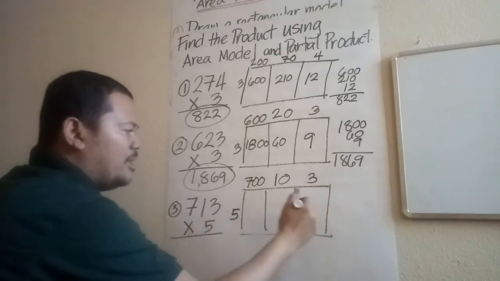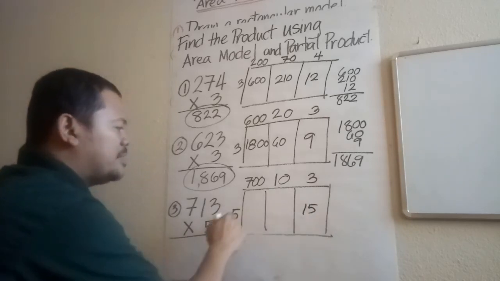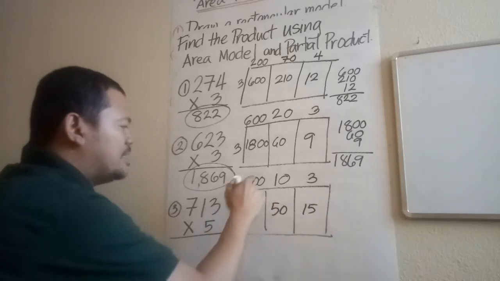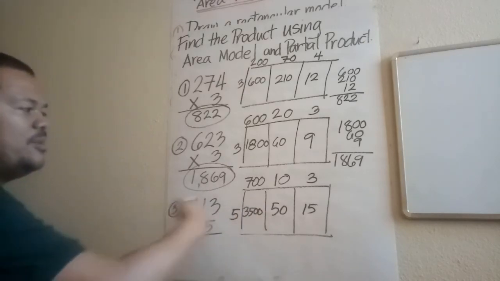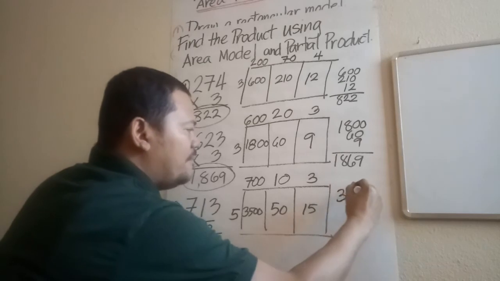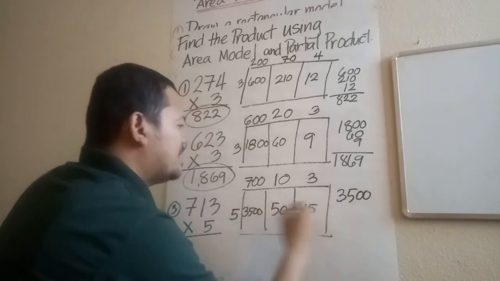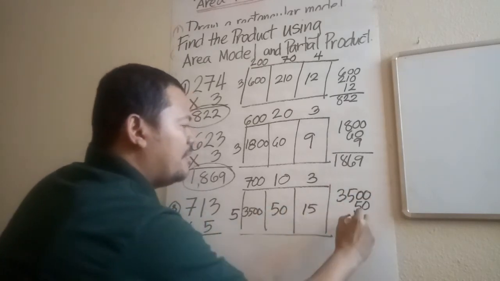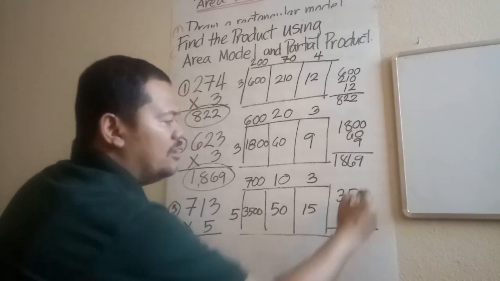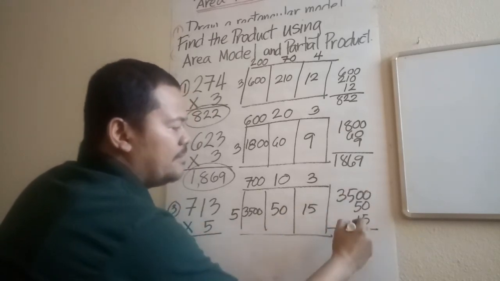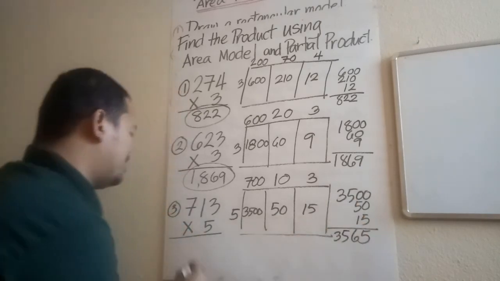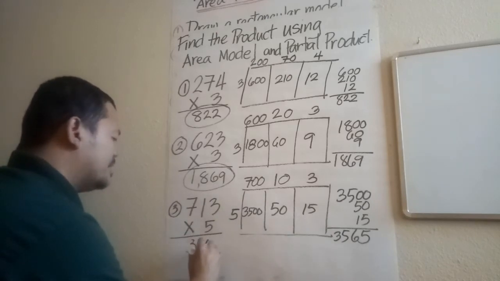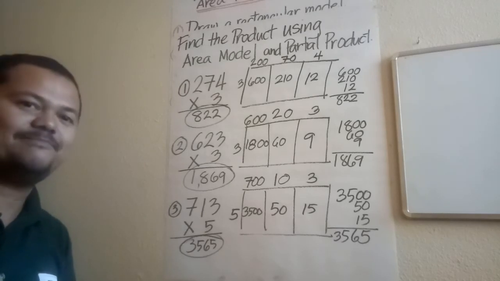Then 3 times 5 equals 15. 10 times 5 equals 50. 700 times 5 equals 3,500. Then add them all together. 3,500 plus 50 plus 15. Here you go. 5 plus 1 equals 6. Bring down 35. The answer is 3,565. There you go. Here's your answer.